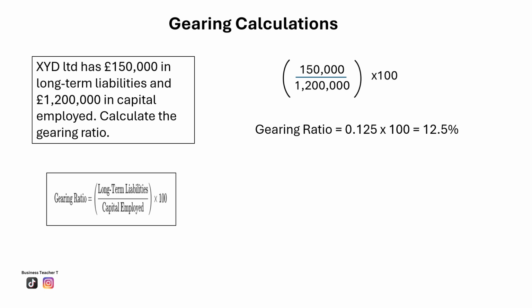Now, a gearing ratio of 12.5% indicates low reliance on debt. The company has more equity funding compared to its long-term liabilities, making it a safer investment. However, one could consider, is this company making use of any growth opportunities?